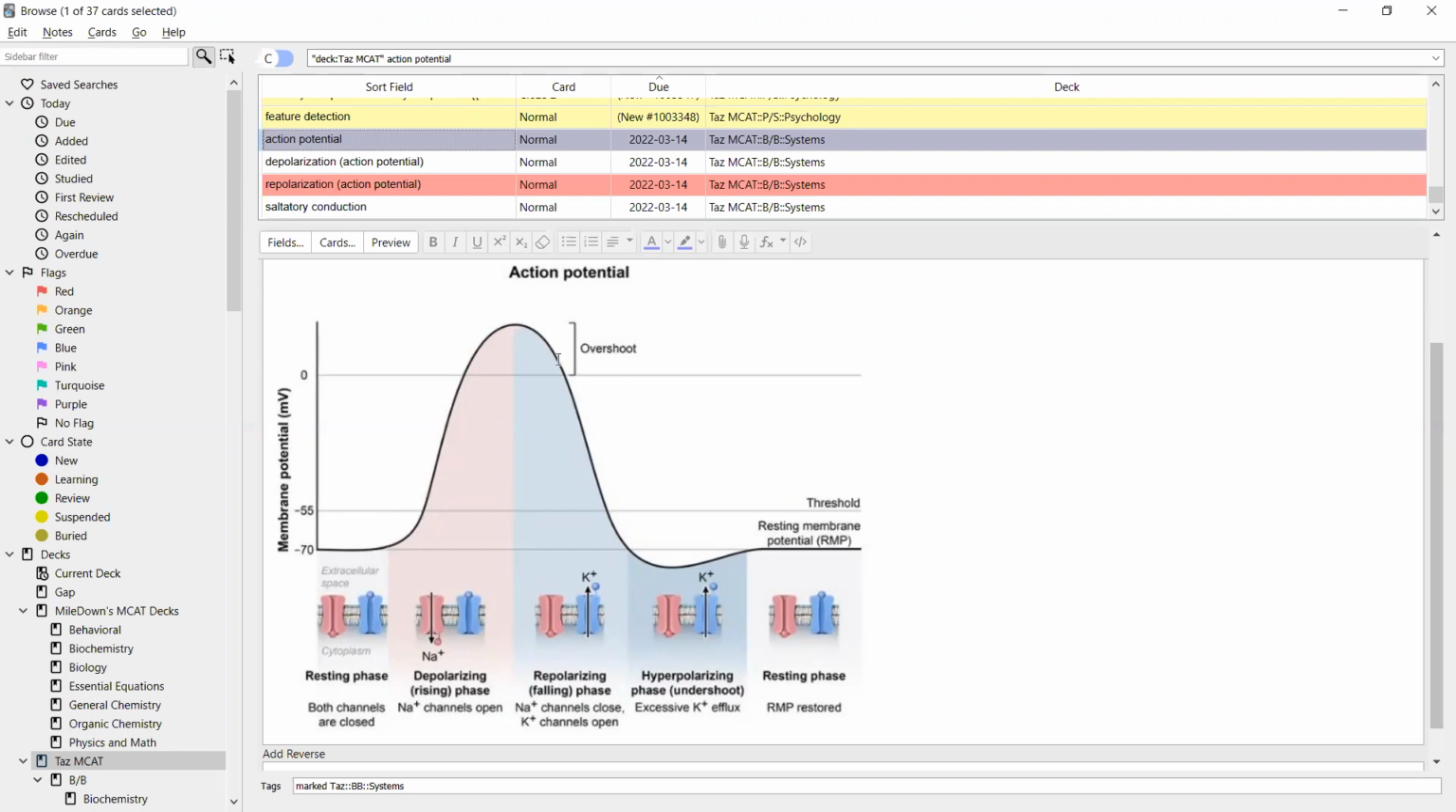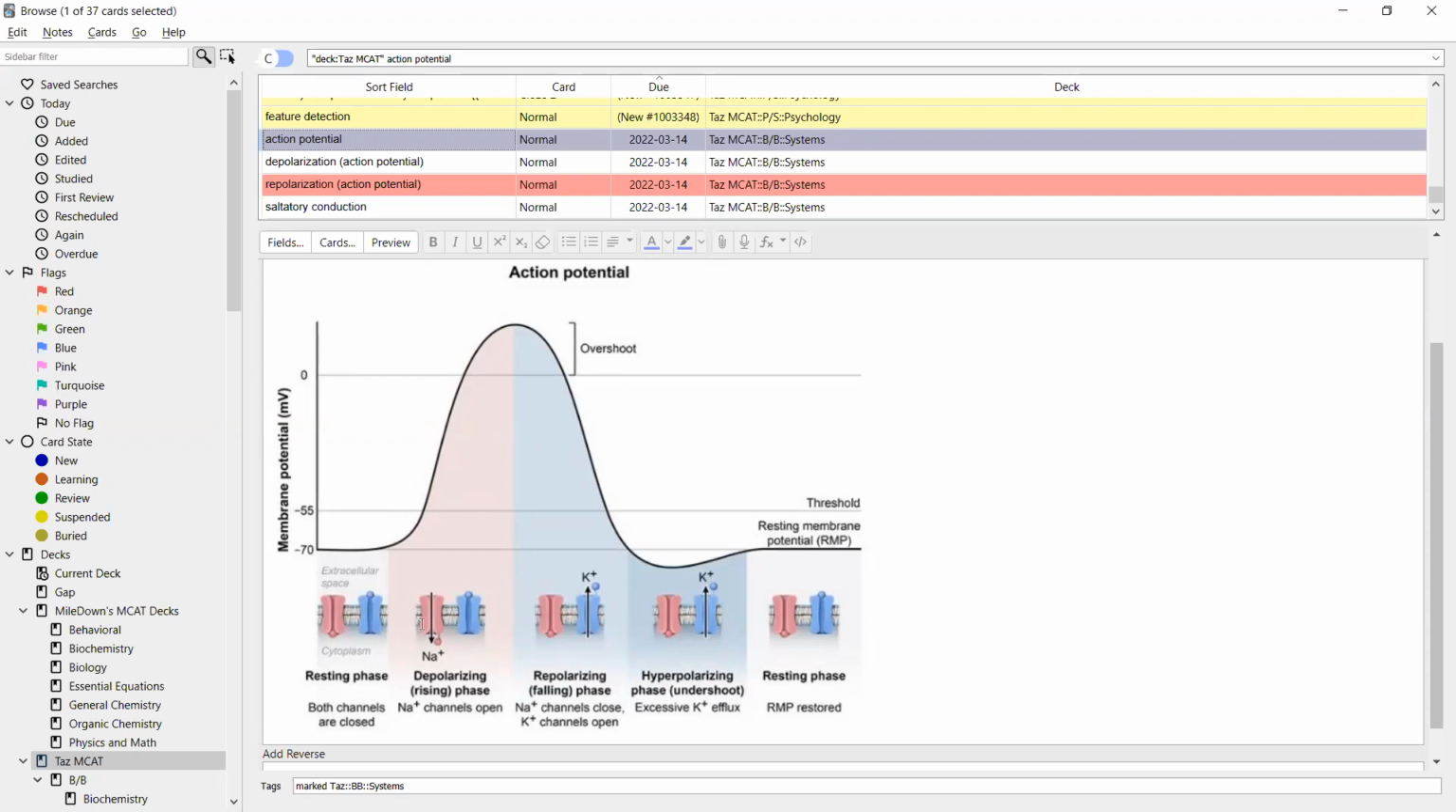And now in this part, we call it repolarizing because we're going back to -70. We're trying to go back to negative. So we're repolarizing. And then here, what happens is we become hyperpolarized because we go past -70. We go to -80, -90. Why? Because these potassium channels are slow to close. And then eventually we return to resting membrane potential, which is at -70.